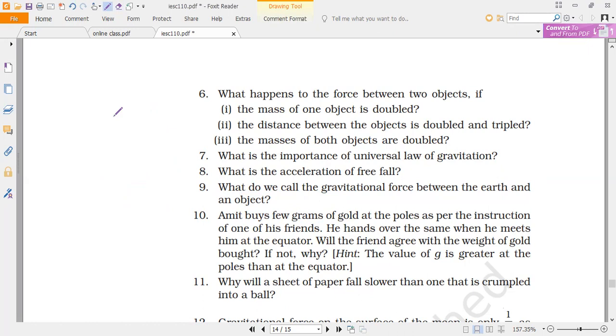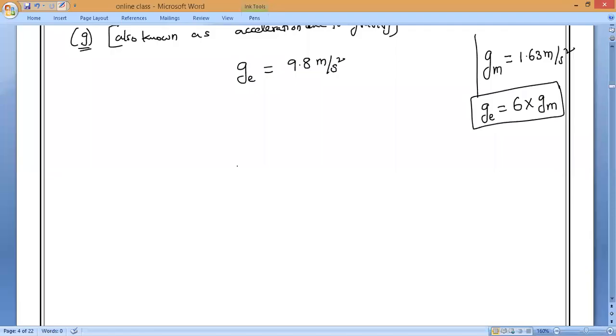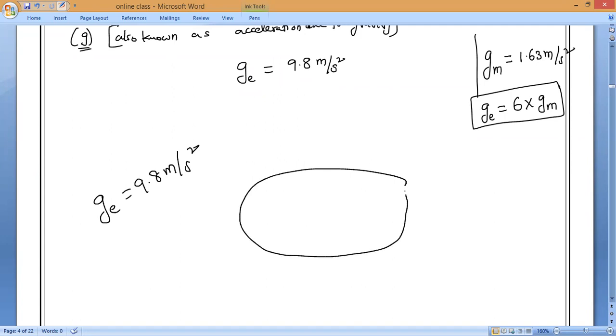Yes, sir. Gravity. 9th question completed, so before going to the 10th question, I want to ask you something. As we all study, the g value of Earth is 9.8 meter per second square. Now, as we know that Earth is not completely spherical in shape, somewhere it has less distance from the center. Where is it, everybody? At the poles, sir.